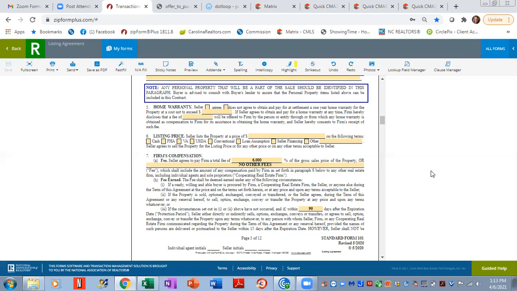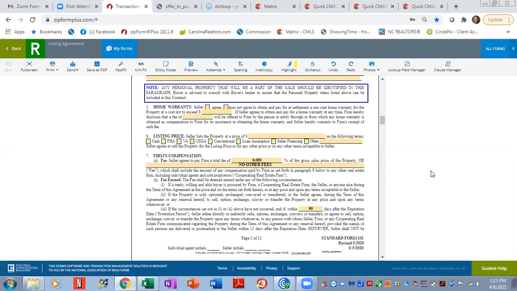Cash and conventional loans are top in our market right now. I feel so bad for the FHA, VA, and USDA buyers because it's so tough for them to be accepted. But your client can accept any of those forms of financing. It's completely up to them.